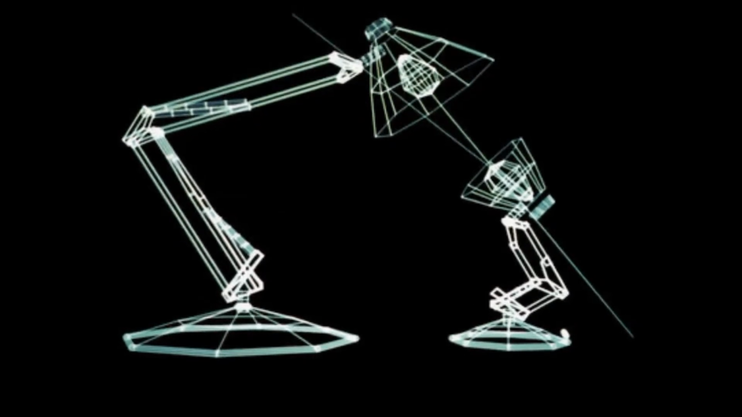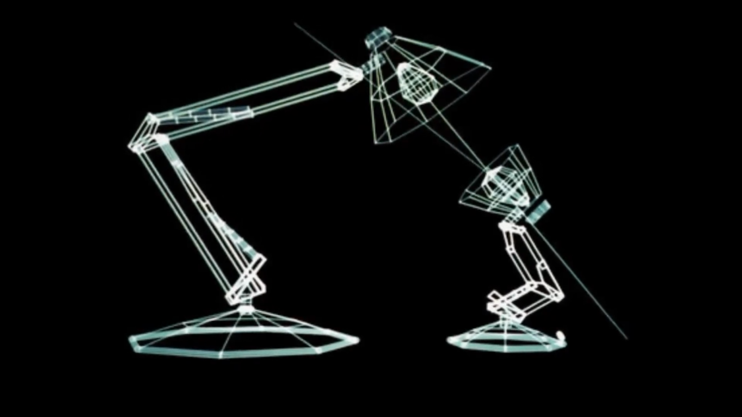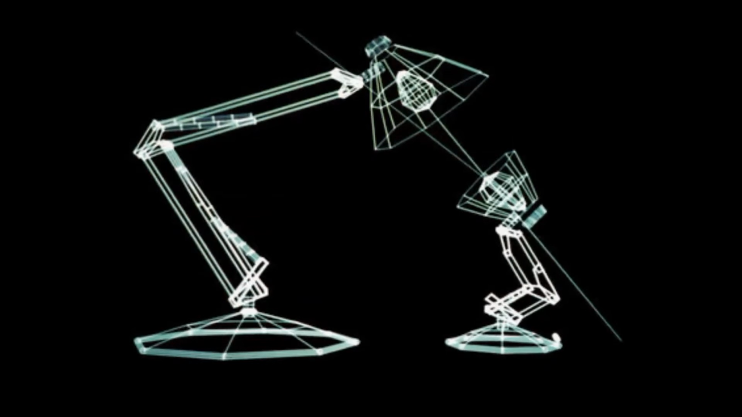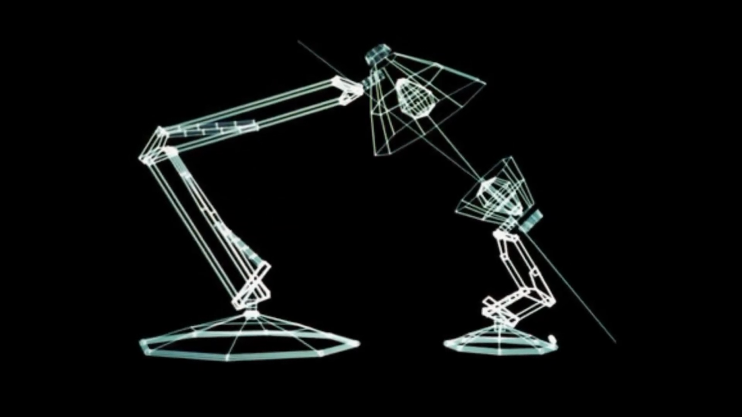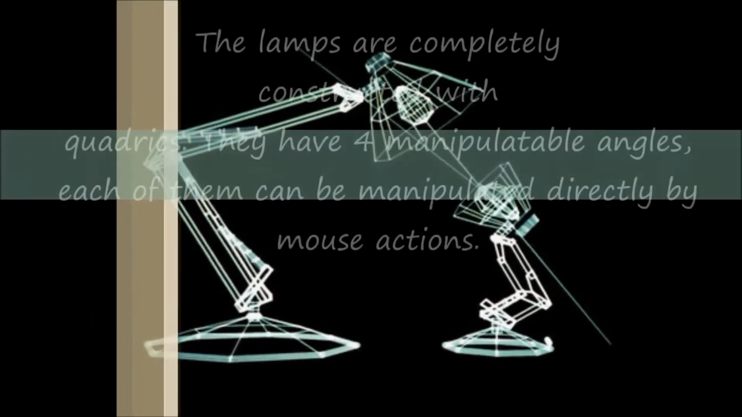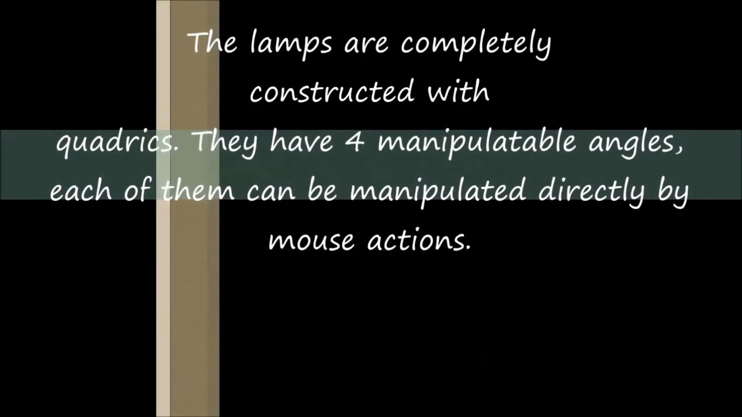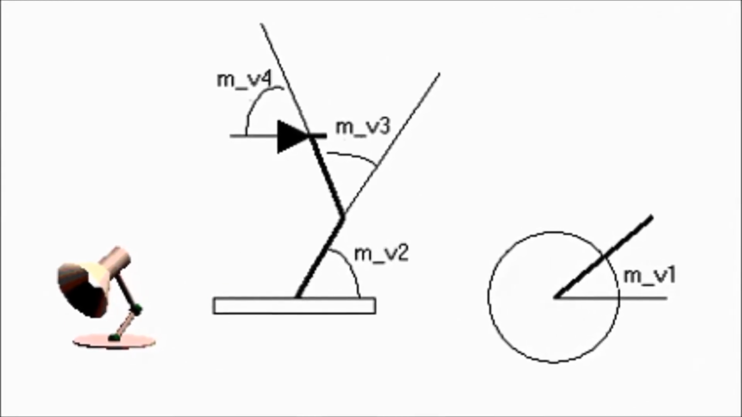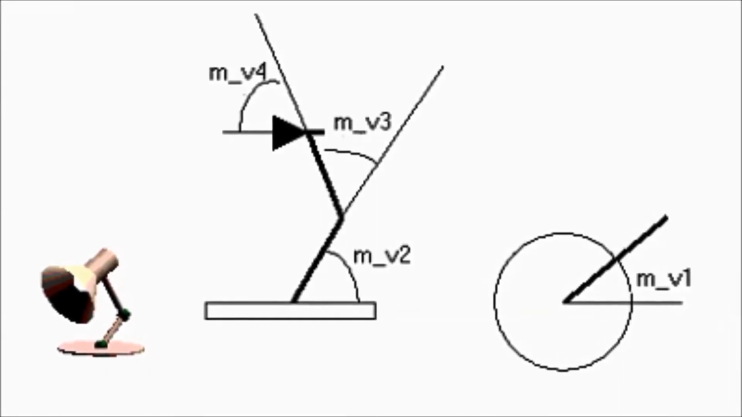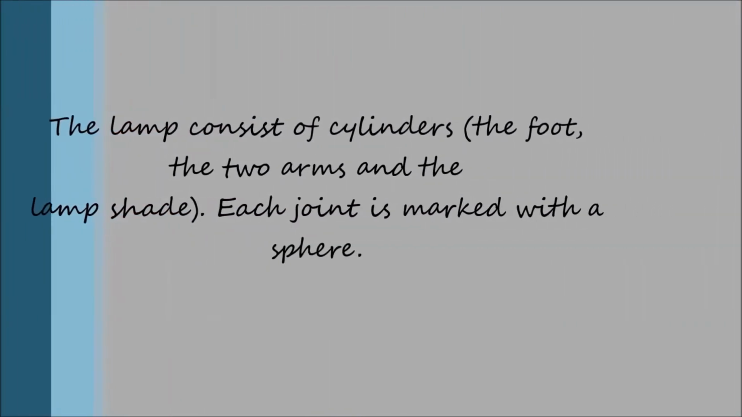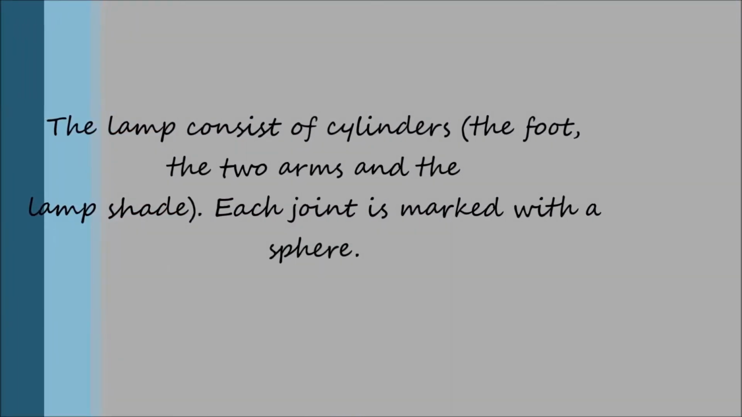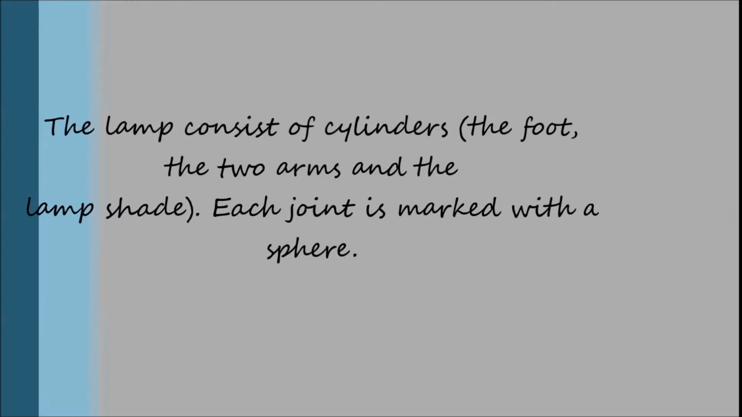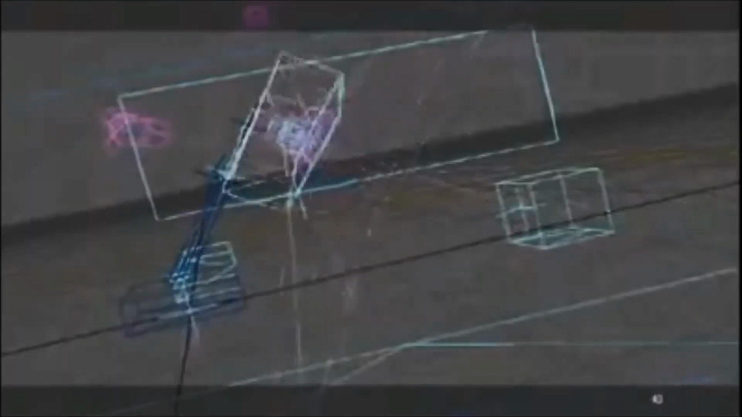Drawing table lamps. Manipulating light, position and spots. This module describes the rendering and manipulation of simple table lamps. The lamps are completely constructed with quadrics. They have 4 manipulatable angles. Each of them can be manipulated directly by mouse actions. The lamp consists of cylinders, the foot, the 2 arms and the lamp shade. Each joint is marked with a sphere.